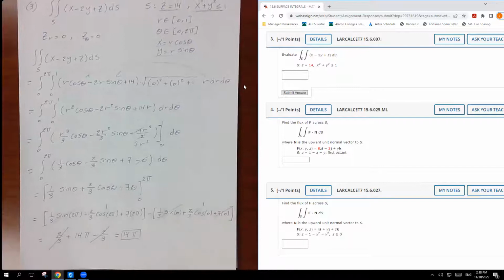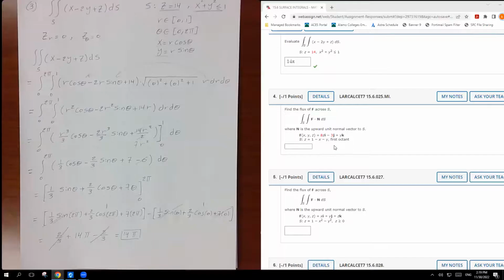That's it for example 3. So we're just going to type 14. Got it right, 14 pi.